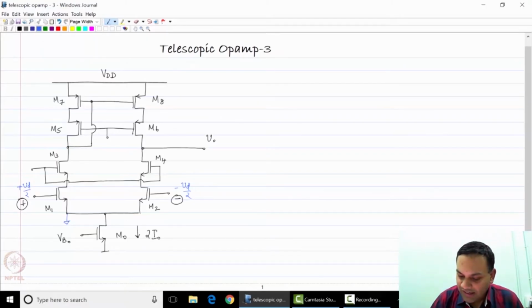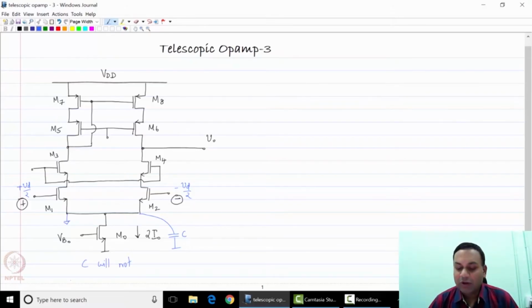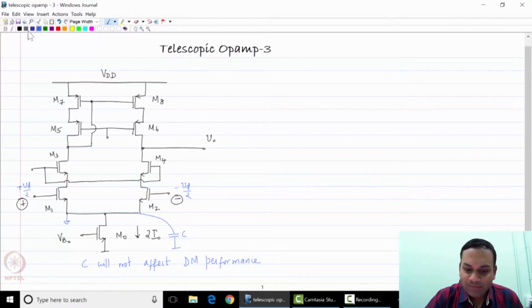So let us first point out that any capacitance at the common source node will not affect the differential mode performance because it happens to be at a common mode node. You should note, we can ignore the capacitance there because the common source node happens to be a virtual ground. Now let us start naming the other nodes.